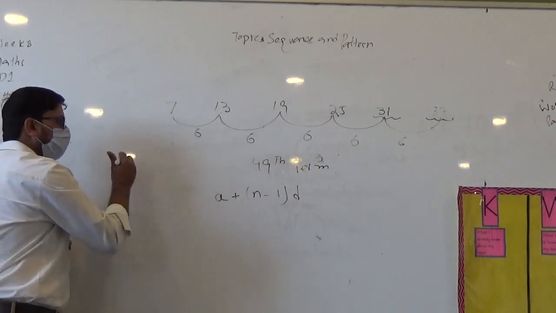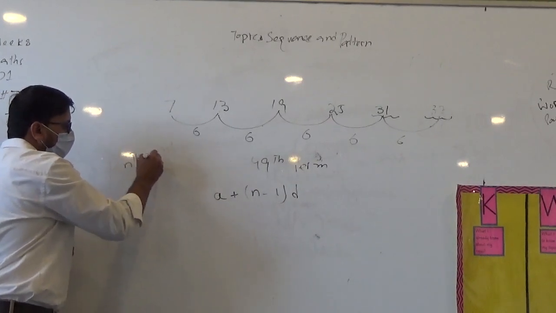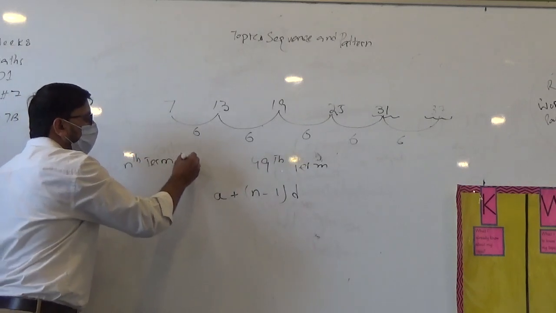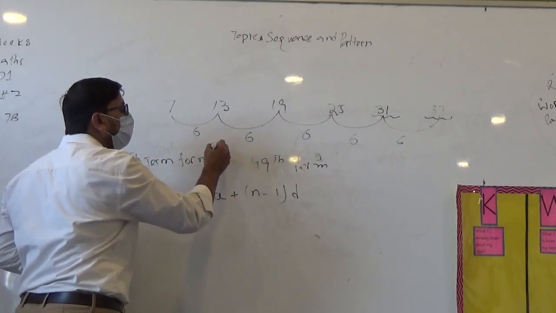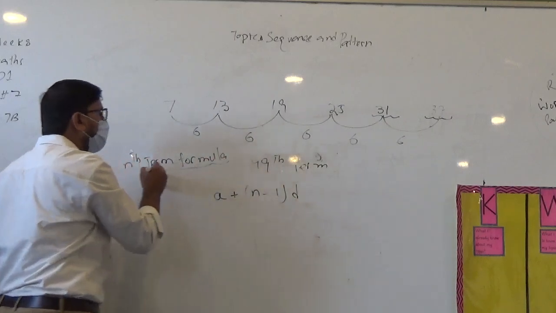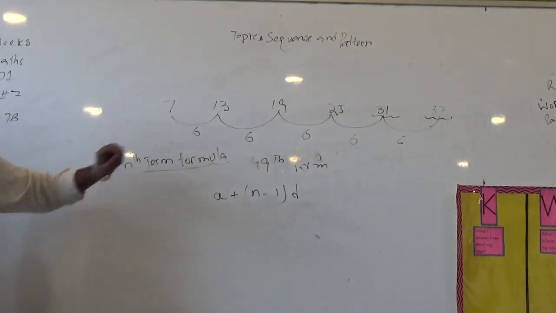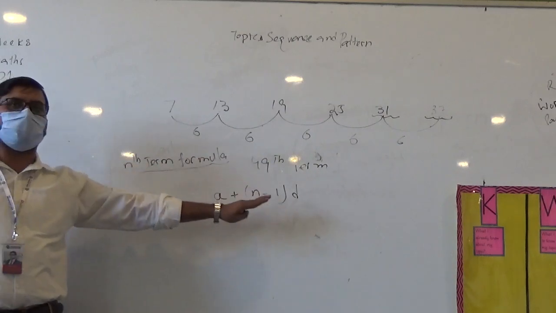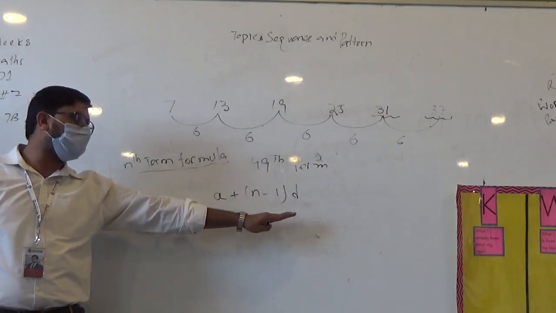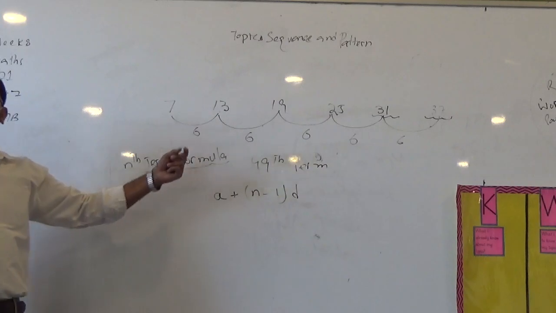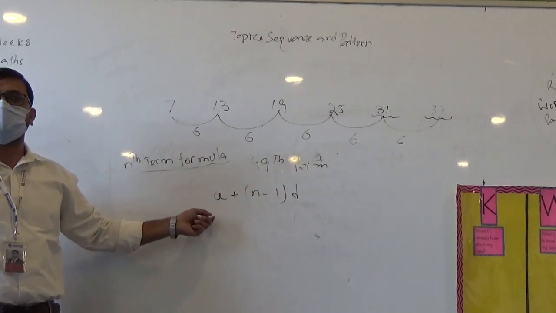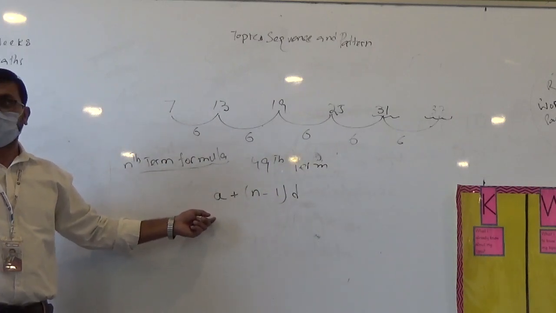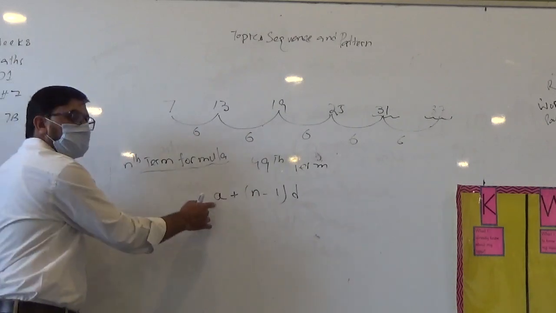This pattern is used to find the nth term formula, meaning how we can calculate or design an nth term formula for this particular sequence. That pattern is a plus n minus 1 into d. So here, what is a indicating? a is the first term.